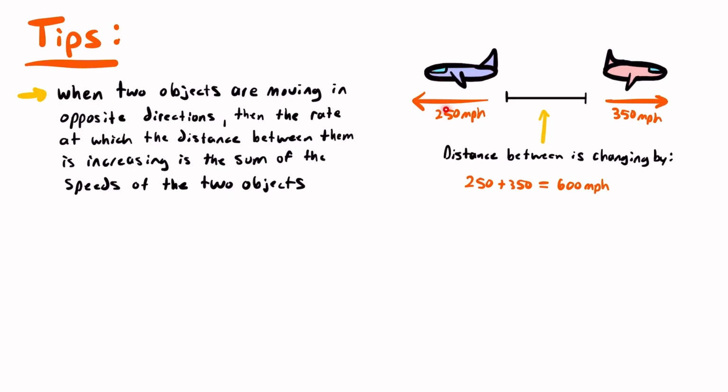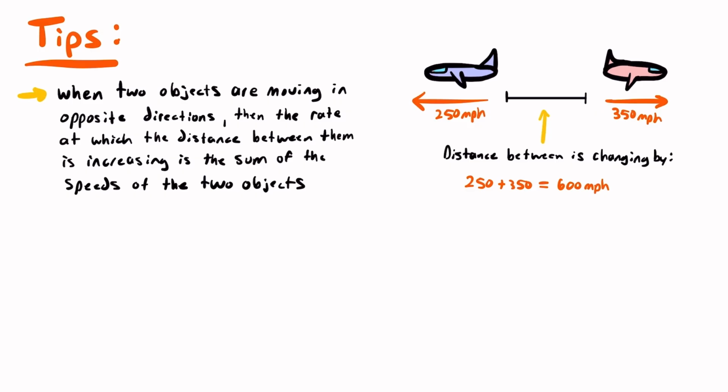Okay, so this plane is moving 250 miles per hour in this direction, and this plane is flying at 350 miles per hour in this direction. And so if you add those two speeds together, 250 plus 350, that gives you 600, which means that 600 miles per hour is the rate at which the distance between those two planes is changing. Okay, that's something that you may need to use for a uniform motion problem involving two moving objects.